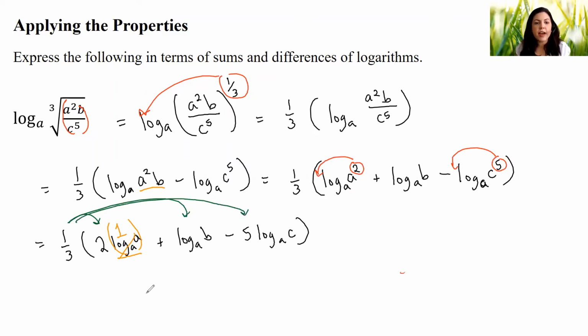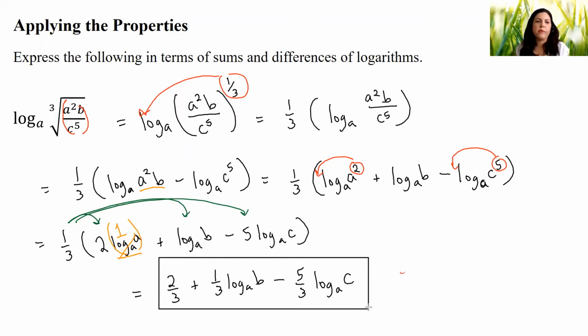So that means my final answer is going to be 1/3 times just 2, because this log base a of a canceled. 1/3 times 2 is 2/3. Then I have plus 1/3 of log base a of b. And then minus, if I do 1/3 times 5, that's 5/3 log base a of c. And there's nothing else to split up here, nothing else to simplify. So this is our final answer. We took that original logarithm and split it up in terms of sums and differences of logarithms. Looks pretty different, wouldn't you say?